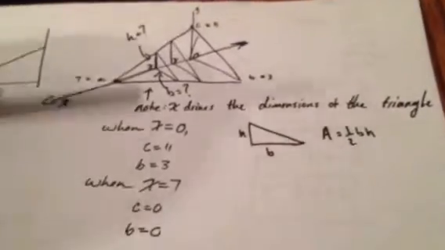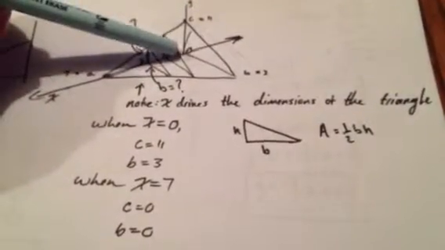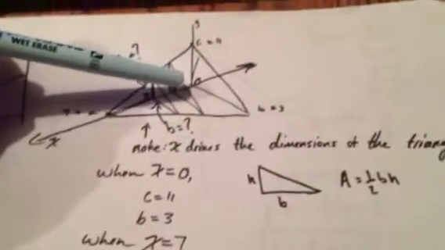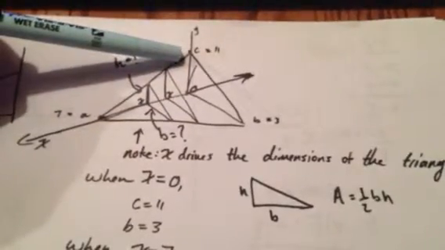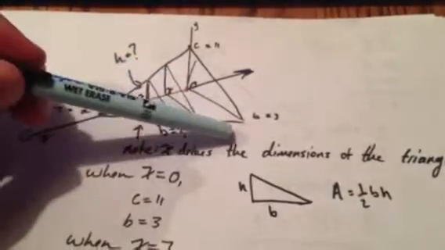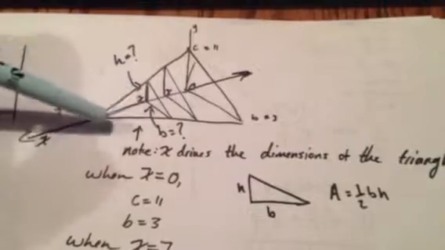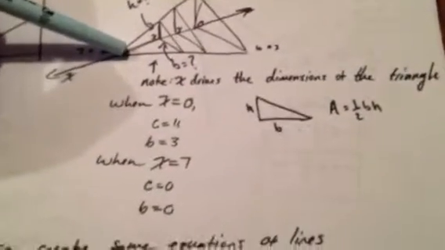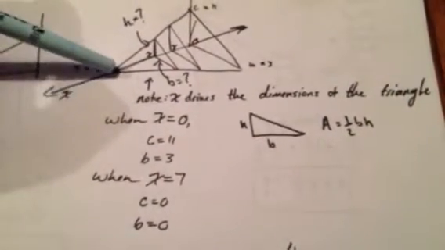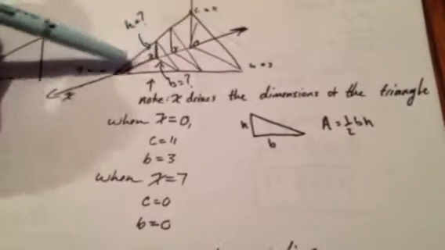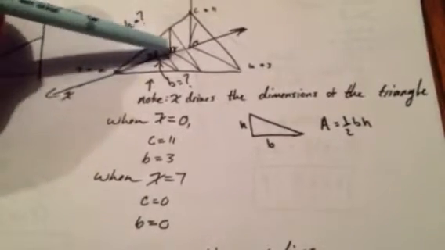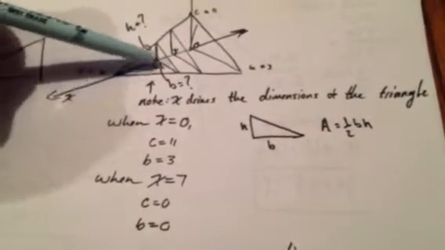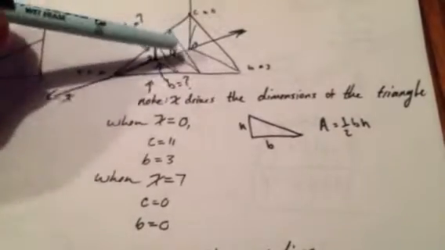triangle. And when x is 0, our height, let's see if we can see that better, is 11. And when x is 0, our base is 3. Now look at over here. When x is 7, we have a height and a base of 0. So look at, there's some sort of relationship. Whenever x is in any position down this line, we get a height and a base.